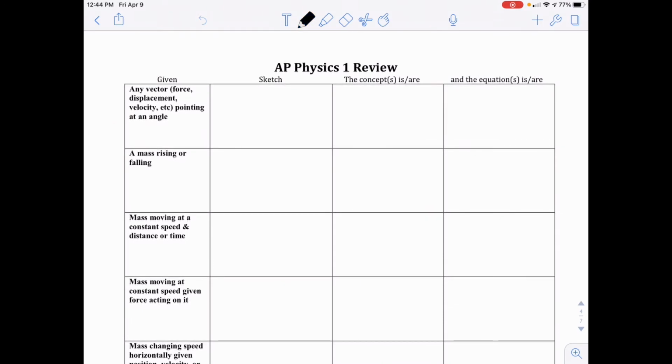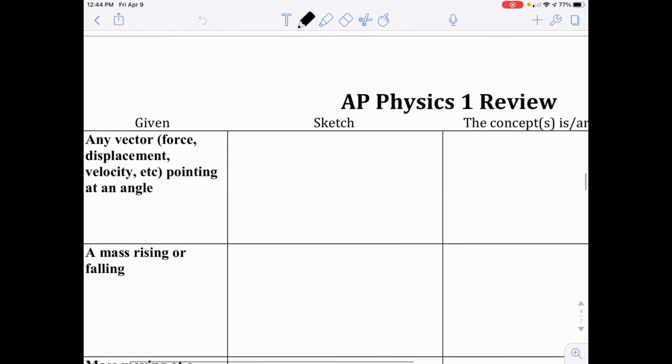In this next scenario, we have a situation where you could be given any force vector. And this isn't necessarily a specific physics concept, as it is really a general concept that is found anywhere. Any vector is a quantity that has a magnitude and direction. And if that direction happens to be pointing at an angle other than horizontal or vertical, then we need to apply what are called vector components.